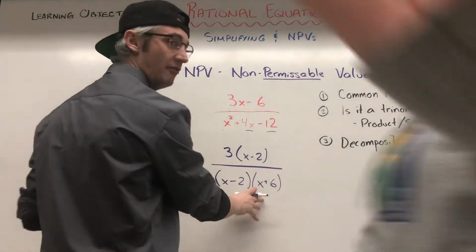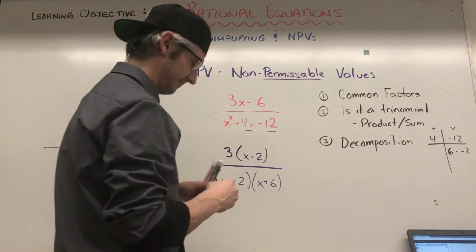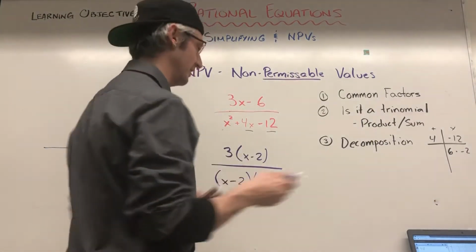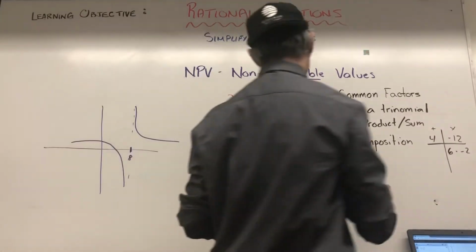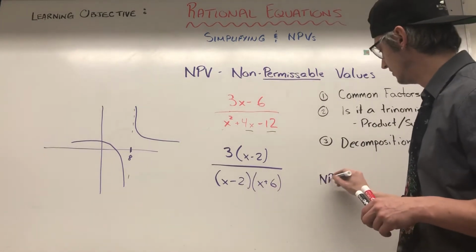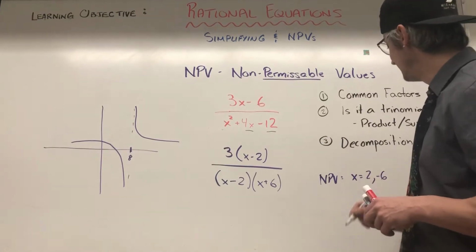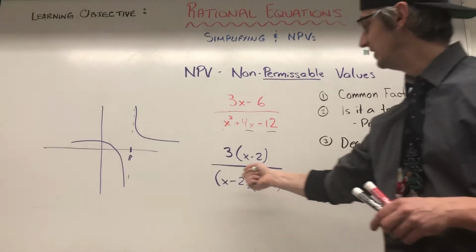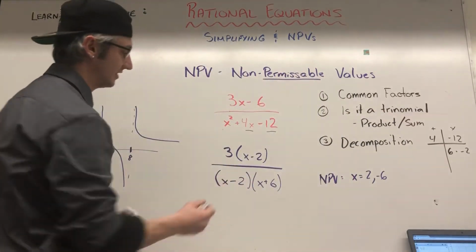Right now, I've got it all factored through. Ladies and gentlemen, that's right. Now I can look at my non-permissible values. So what values are going to make my denominator 0? Well, clearly, when x is equal to 2 or negative 6, this will be 0. So now that I've got my non-permissible values, I can go through and cancel out like terms.